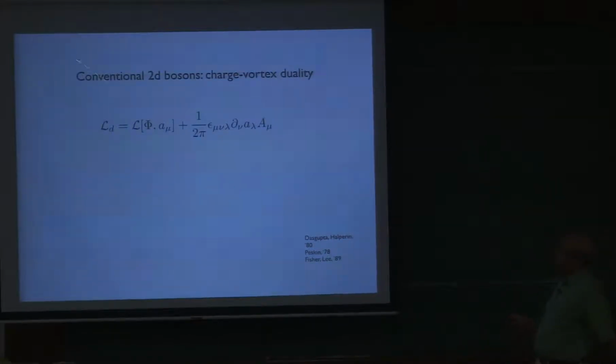Okay, so now we want to understand this 2D surface of a 3D topological insulator, but let's review what happens for an ordinary two-dimensional system of bosons. There is a powerful dual point of view of conventional two-dimensional bosons in terms of vortex-like degrees of freedom. Now in two space dimensions, vortices are point defects. So the dual point of view is a description of the system in terms of point-like vortices.